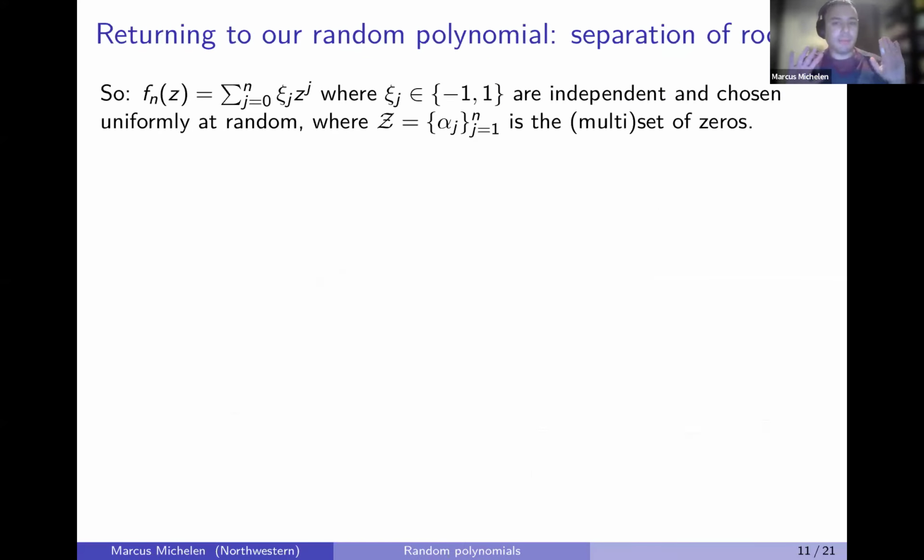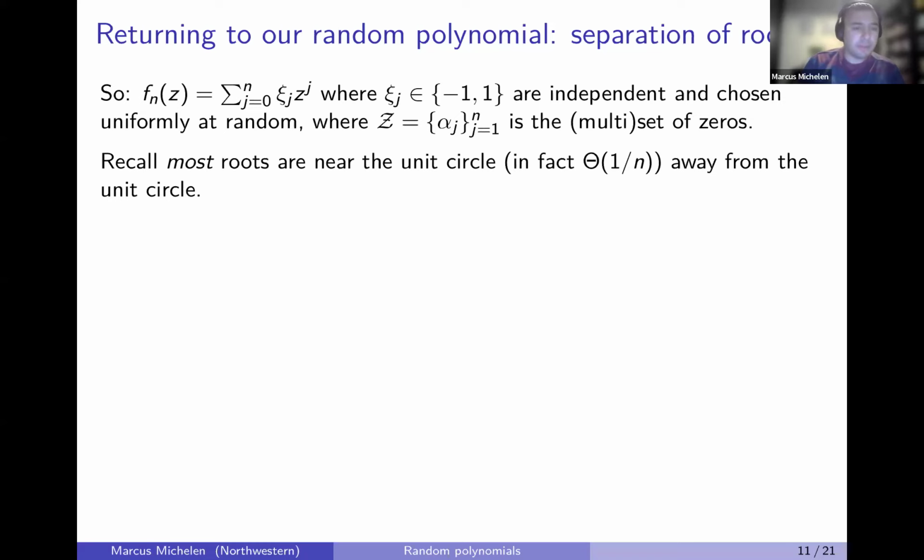So let's return to our random polynomial. We're done with the Littlewood-Offord tool, but it will come back. So we're now looking at Fn, which is the sum, it's the degree n, independent coefficients, let's say plus minus 1. I'm going to look at the multiset of zeros.